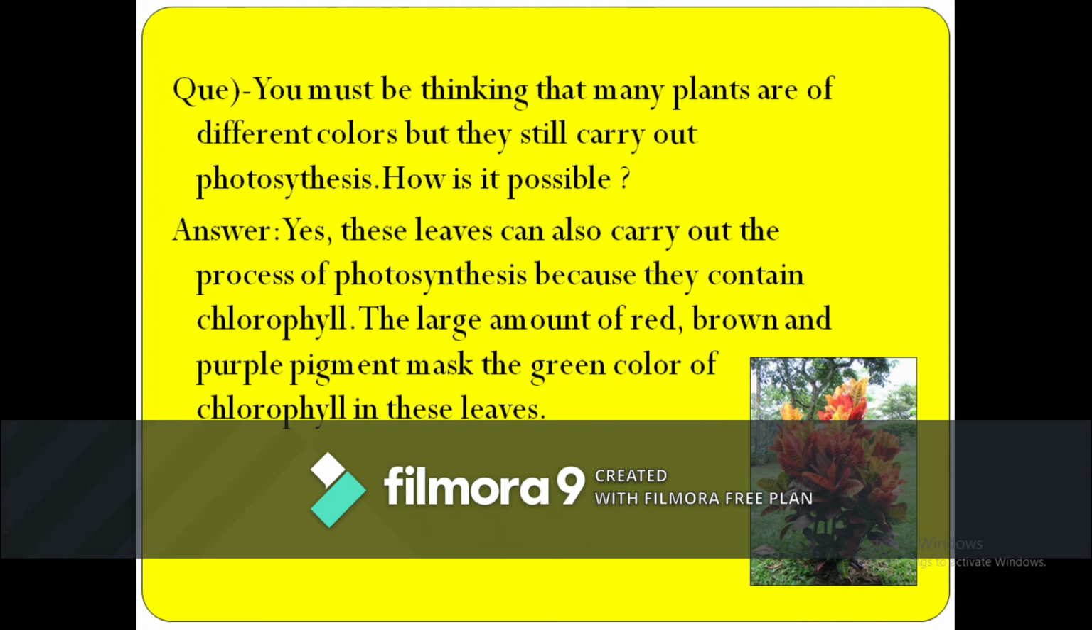Now you must be thinking that many plants are of different colors, but they still carry out photosynthesis. How is it possible? Yes, they have chlorophyll, but the larger amount of red, brown and purple pigment masks the green color of the chlorophyll in these leaves. So the chlorophyll is not as visible as those red, brown and purple pigments.